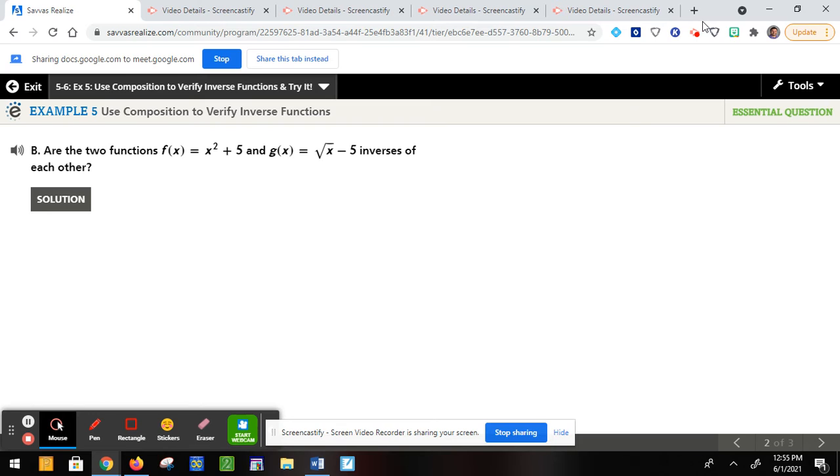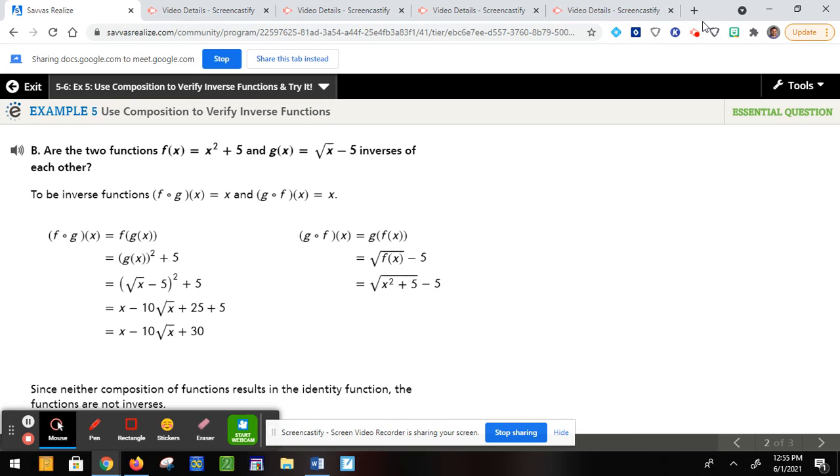So here you're given a function and the second function. You're asked, are they inverses of each other? The way to check is to do what we just did. Compose them with each other. In this case, in both cases, you're not getting just x. So that means these are not inverse functions of each other.